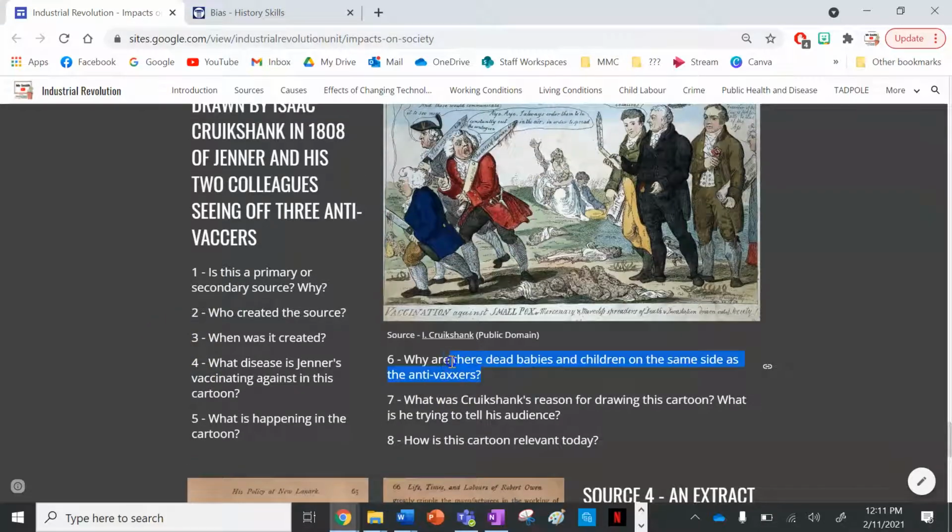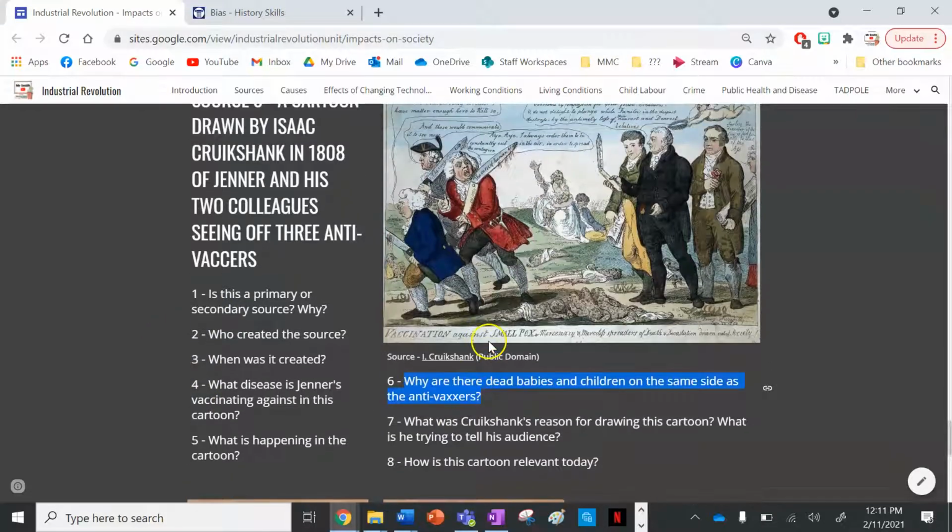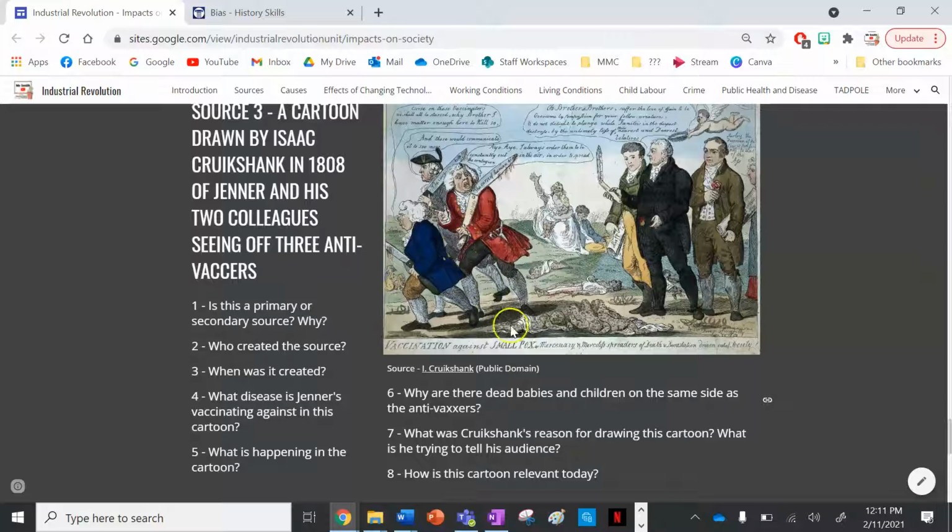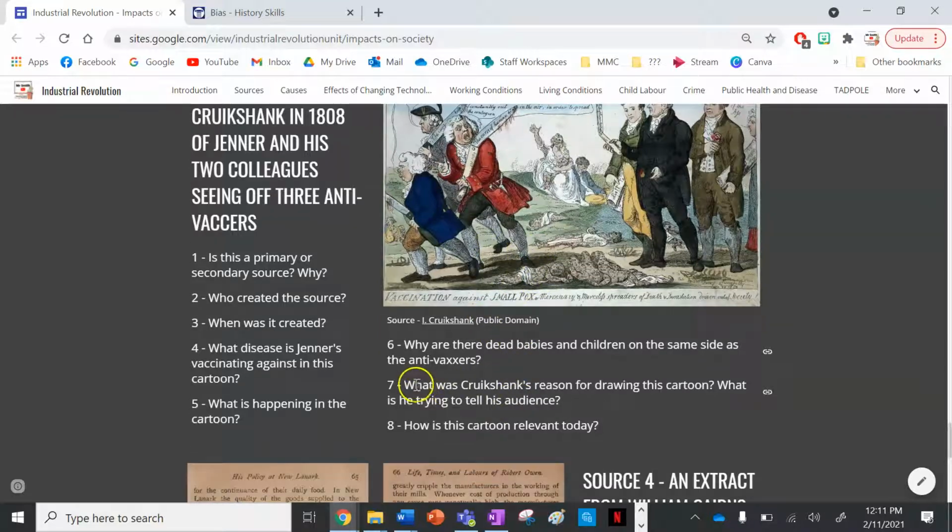Why are there dead babies and children on the same side as the anti-vaxxers? They're trying to say that there are all these dead and infected people where they are because they're causing it. By not being vaccinated, they're causing the deaths of these people and the spread of smallpox.